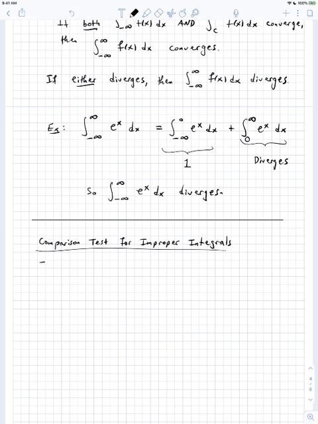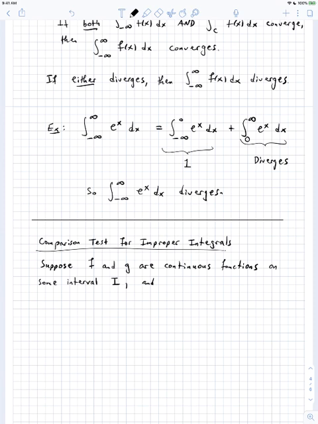So let's start this way. Suppose f and g are continuous functions on some interval. Now, it might be that this is an infinitely long interval, or it might be that it's a finite interval and f and g are continuous on it, but discontinuous at an endpoint. So suppose f and g are continuous functions on some interval that we're going to call I.